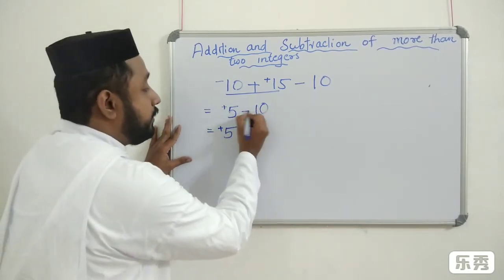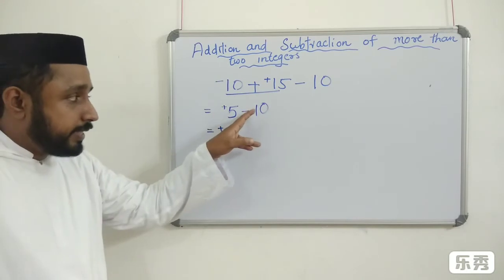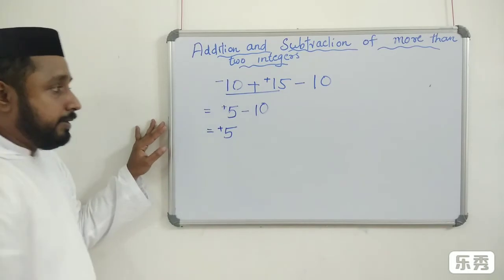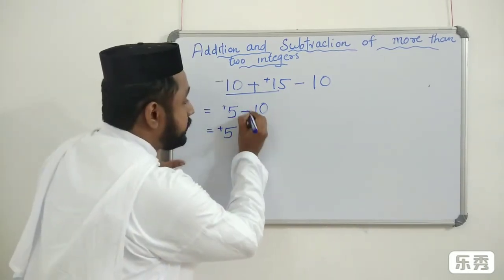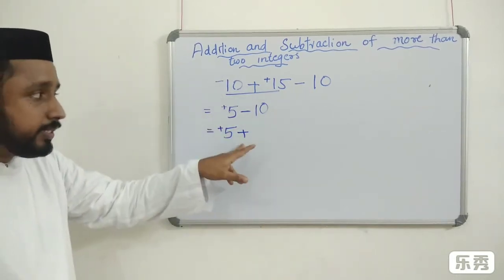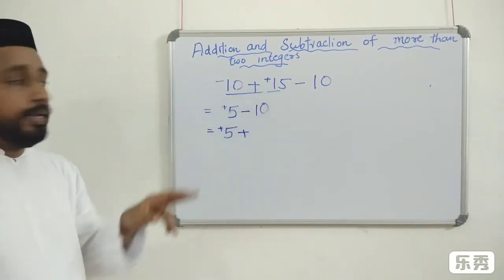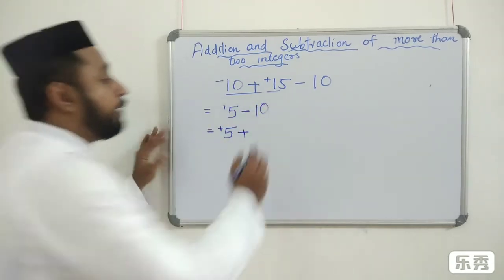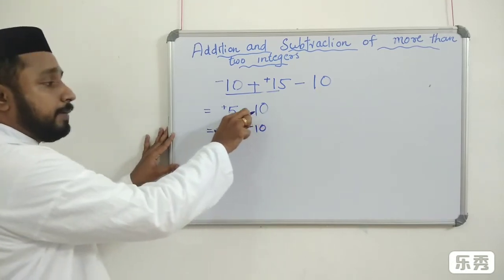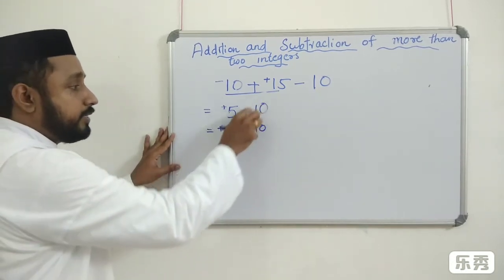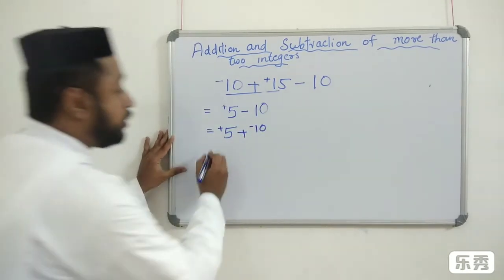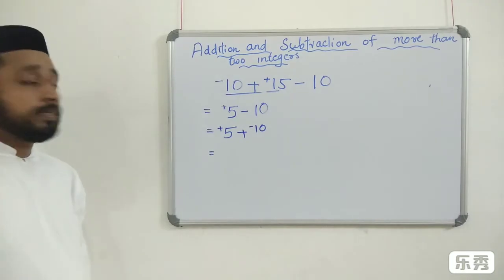Here subtraction. The rule is that we change the subtraction into addition by adding the additive inverse, which means we change this minus into plus. So we wrote plus instead of this minus. Then change the sign of 10. Here positive 10, so I am going to write minus 10. That is, plus 10 will become minus 10. So we got plus 5 plus minus 10.